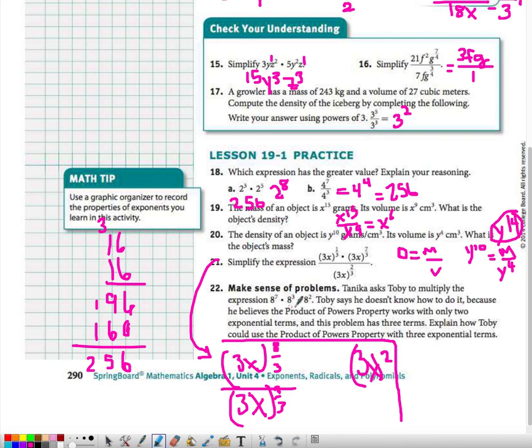It's the exact same, all the bases are the same, so just add the exponents. So 7 plus 3 is 10, 10 plus 2 is 12. So the final answer would be 8 to the 12th.